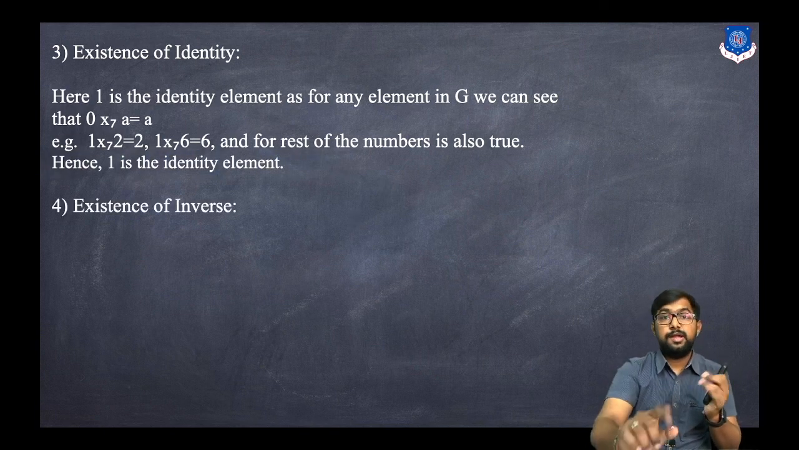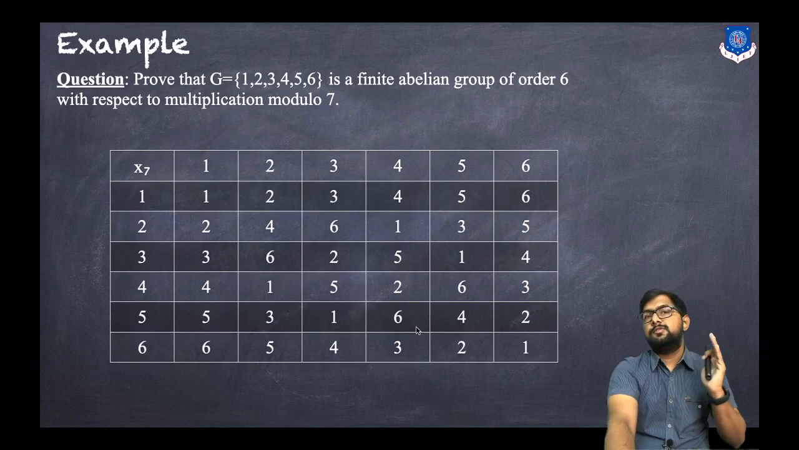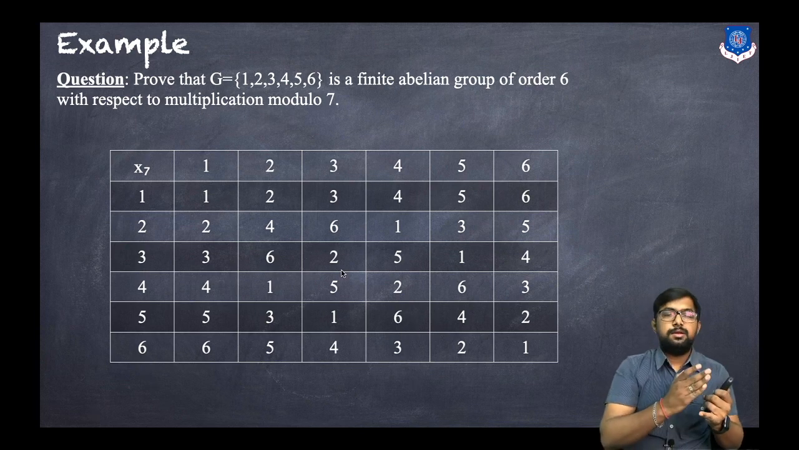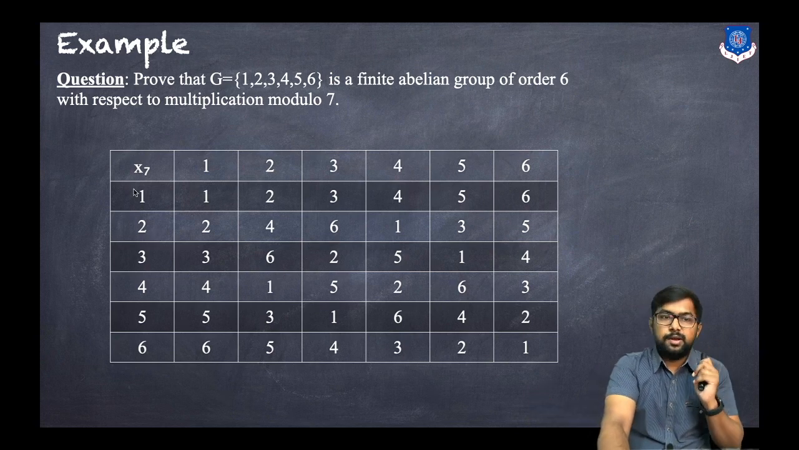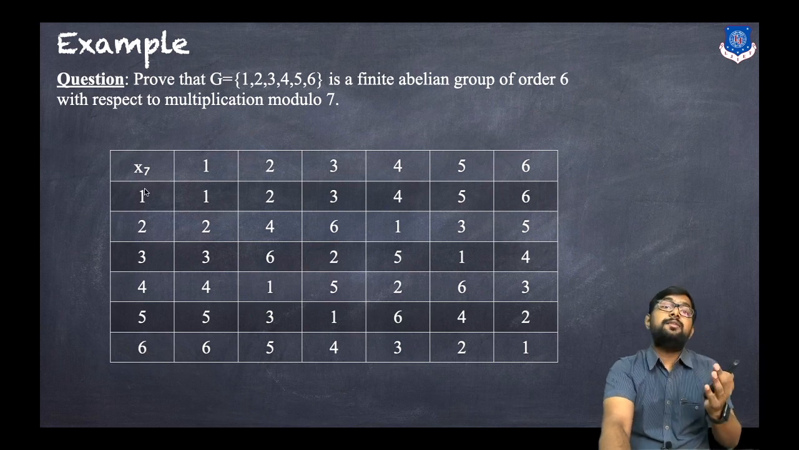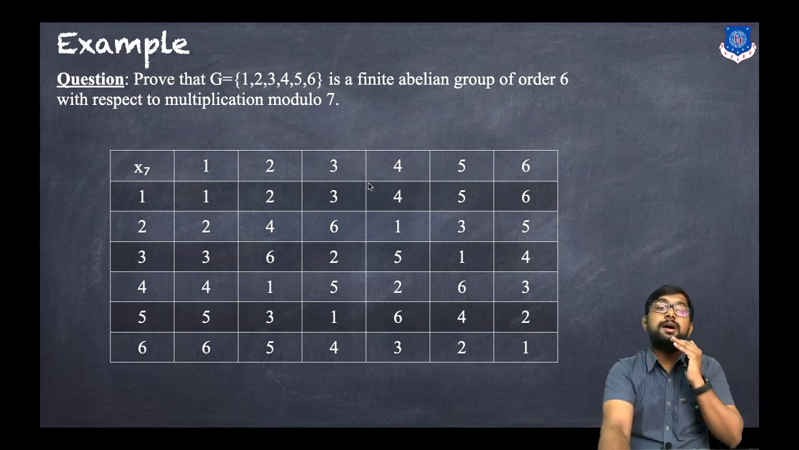Now again for inverse, consider again the table. For inverse, what we need to check? An element, then the operation, and some element, and we will get the identity element. The identity element is 1. So here 1 operated with some element so that we will get the identity element 1. So 1's inverse is 1. Now for 2, where is the identity element? Here 1, and the corresponding element is 4. So 2's inverse is 4.